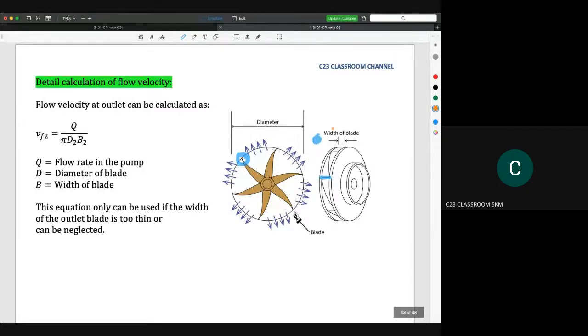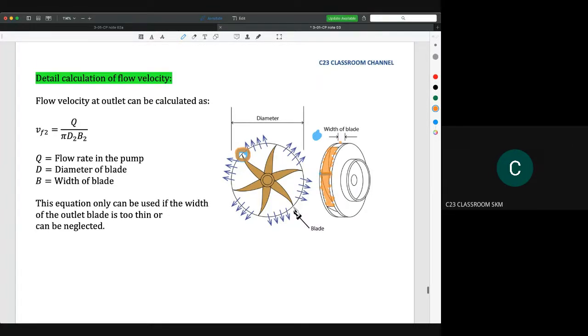For the situation where the thickness is very thin here, we assume that the water can pass through all this area, because this is a very thin gap. So we assume that this area is the cross-sectional area. That means the calculation is enough, it's true, by having the perimeter multiplied by the width of the blade. That's why we could get pi d and b.